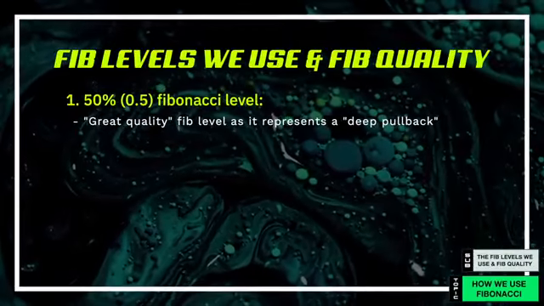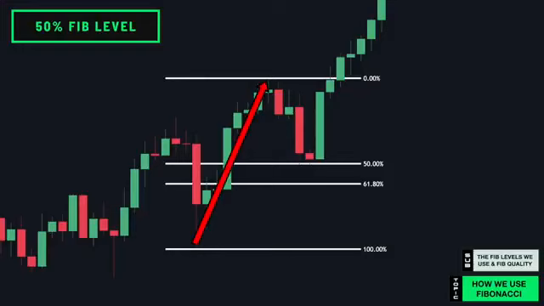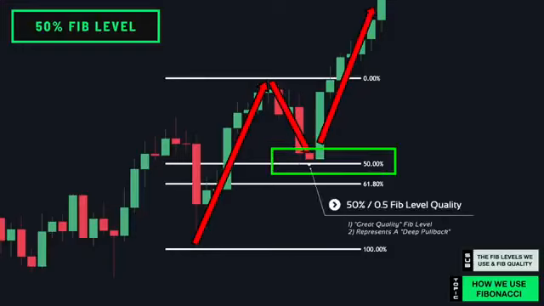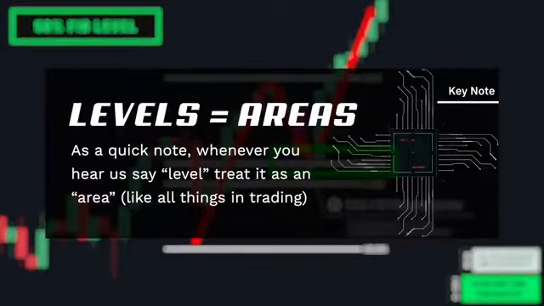First, the 50% or 0.5 fib level. This is a great quality fib level as it represents a deep pullback during a moving trend. As a quick note, even though we say level, you should treat it as an area like all things.